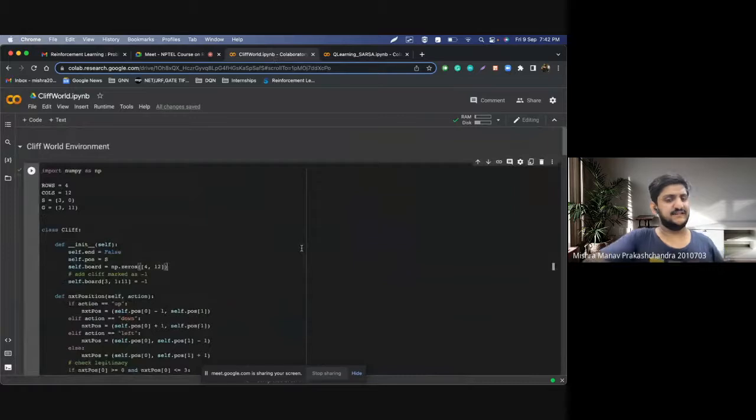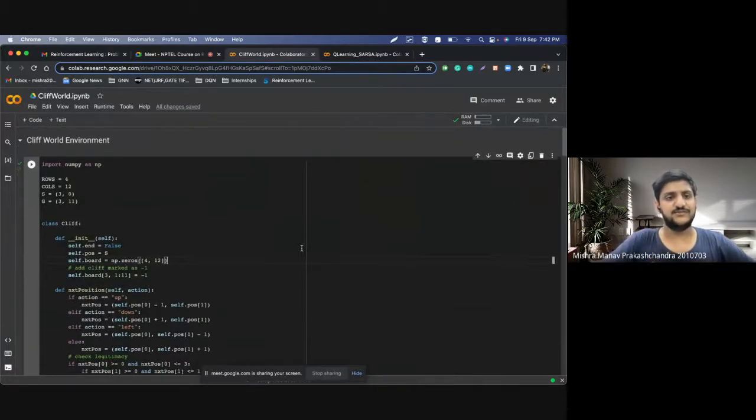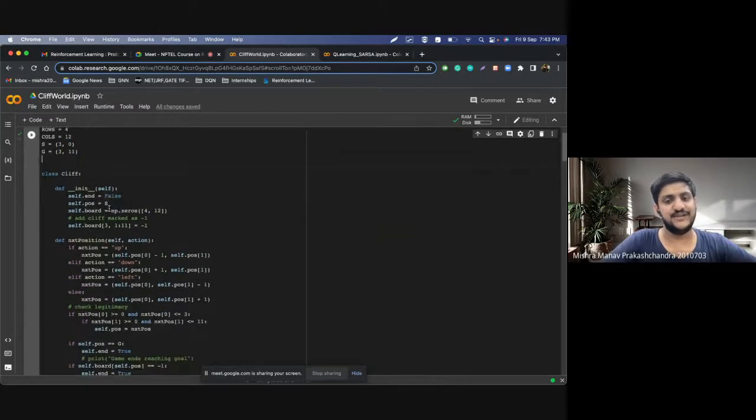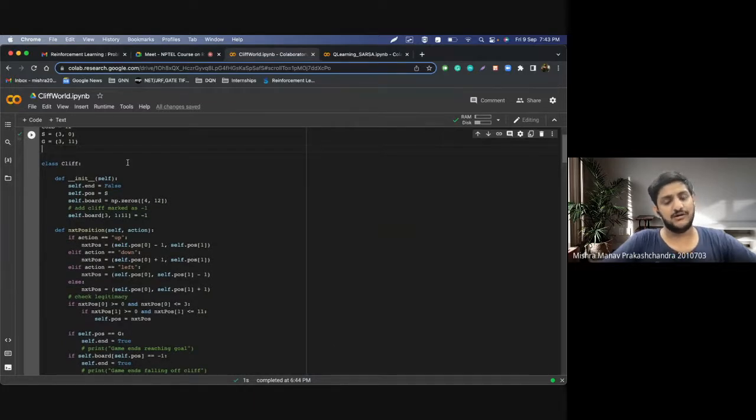So this is a simple cliff world example. I have 4 rows and 12 columns, the same as was used in the example given. I start from 3,0 and I end at 3,11, exactly the same as what the problem was showing. I try to define the environment here. So this is the cliff environment.